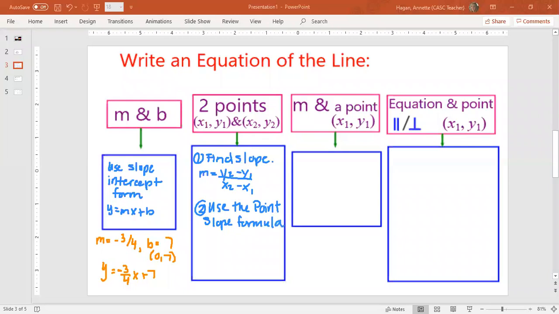Okay, we're going to use point slope formula. And here's the thing: you can use either point. It's your preference. I usually just use the first one, but it's totally up to you. So if we're given 2 points, we're going to find the slope and then use either point for point slope formula, which is y minus y1 equals m times x minus x1.